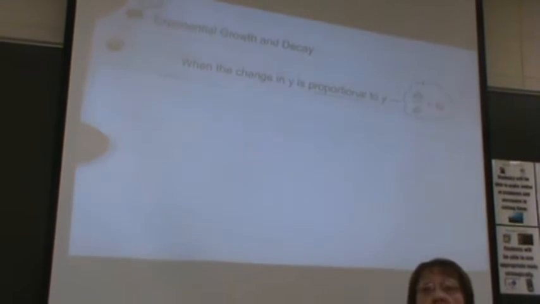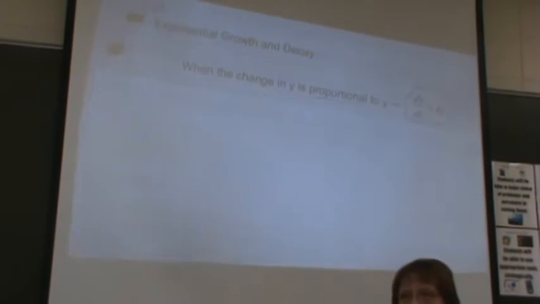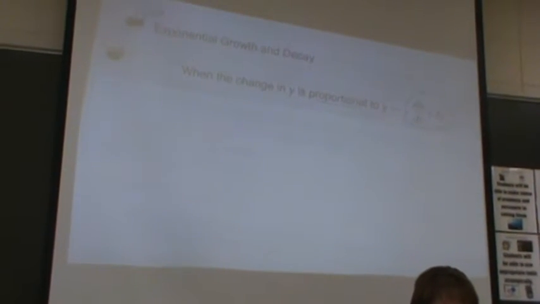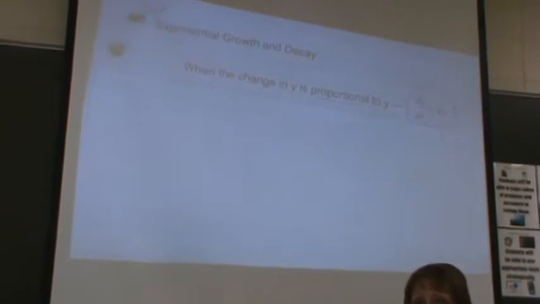So we have 6.2, which is exponential growth and decay. We are looking at changes in y that are proportional to y. If something is proportional to itself, it's going to be something called an exponential growth and decay model.